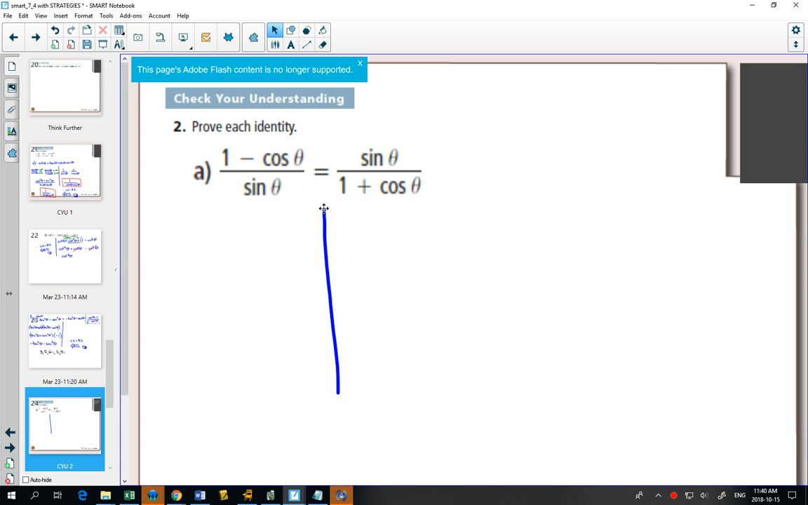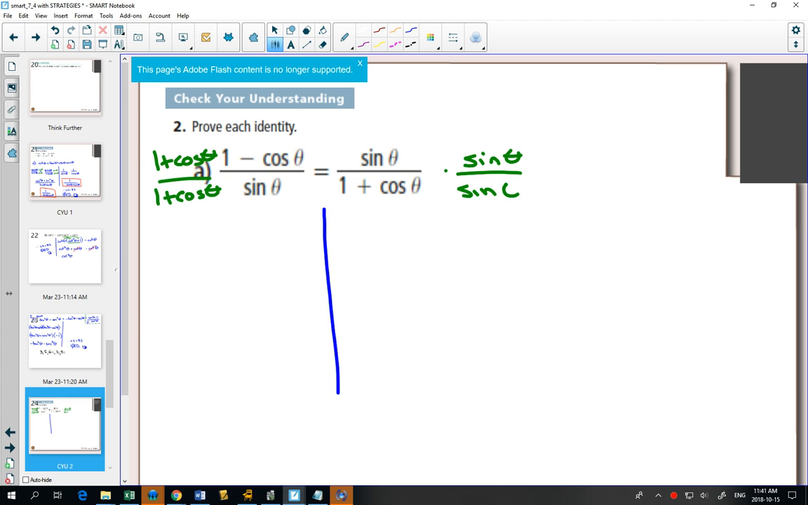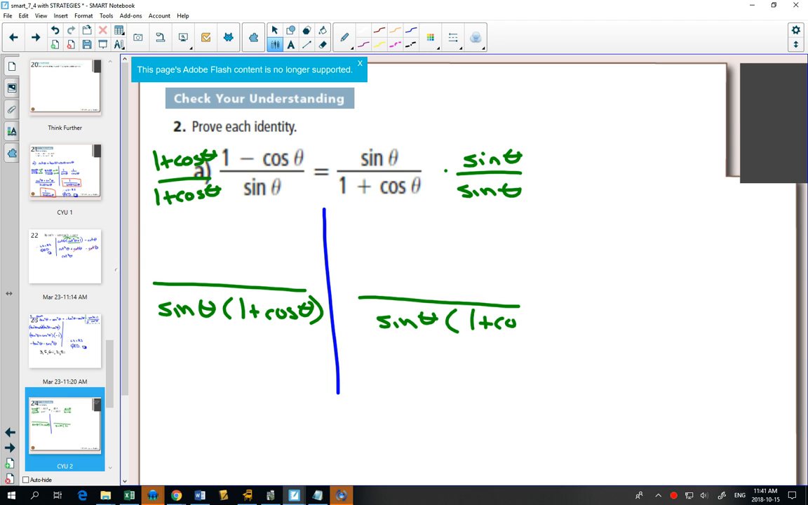So right now, would you agree that my denominators are different? If I wanted a common denominator on the left side and the right side, the left side is missing 1 plus cos theta. So I'm going to multiply the top and bottom by 1 plus cos theta. The right side is missing sine theta, so I'm going to multiply top and bottom by sine theta. I'm not even going to multiply it out, I'm going to leave it factored: my bottom on this side becomes sine theta times 1 plus cos theta, and my denominator on this side becomes sine theta times 1 plus cos theta.